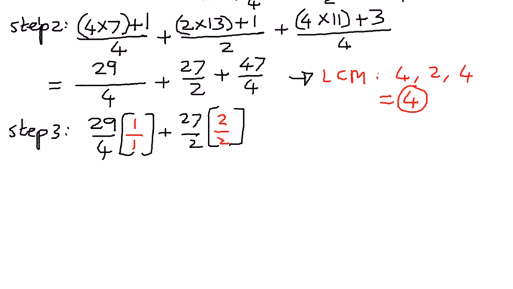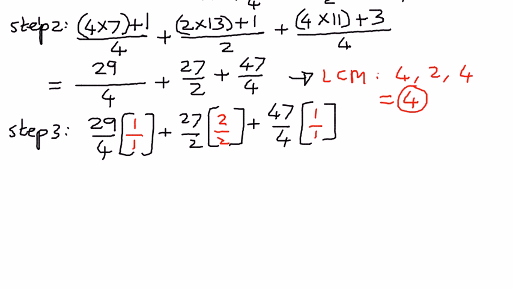Then the third improper fraction I have is 47 over 4, and I'm going to multiply and divide by 1 here. Since we have the denominator 4, I need to just multiply by 1, or if I did not do anything, it would still be 4 as a common denominator. Now we are ready to multiply the numerators and multiply the denominators.